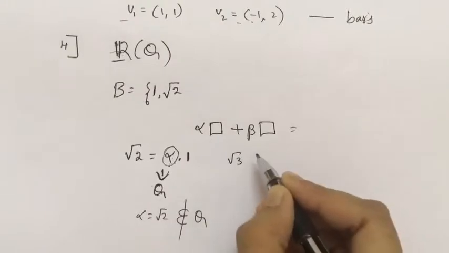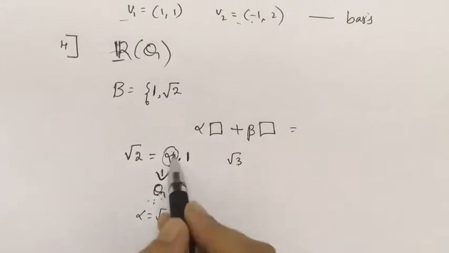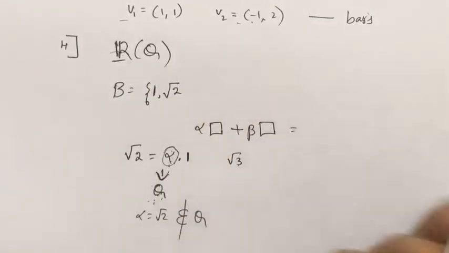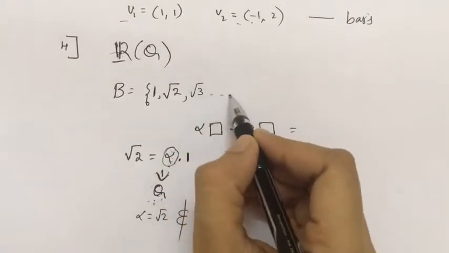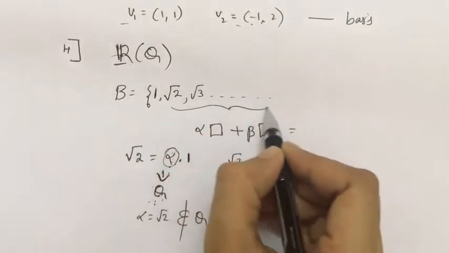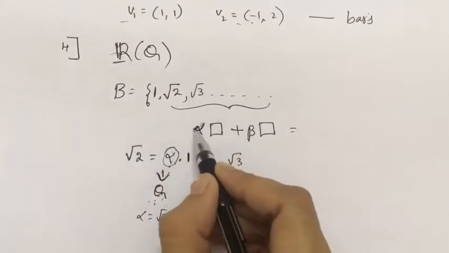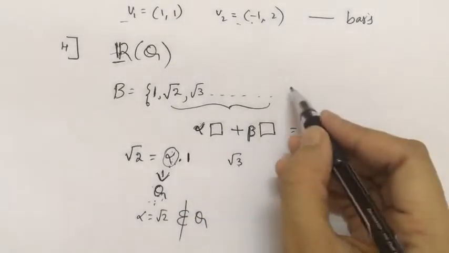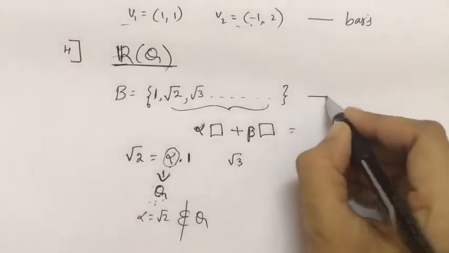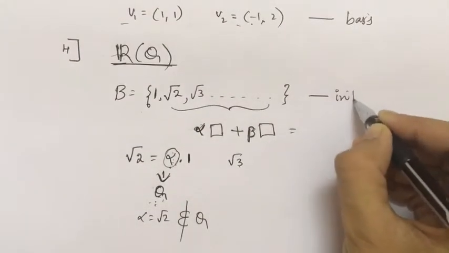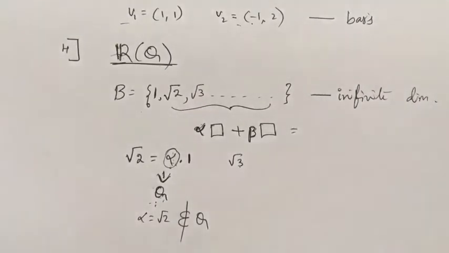Similarly, to get root 3, I cannot put alpha as root 3 because alpha belongs to Q. So, I should add that also. In fact, getting all irrational numbers is not so easy. I can't put irrational values for alpha and beta, right? So this basis for R over Q is an infinite dimensional basis.